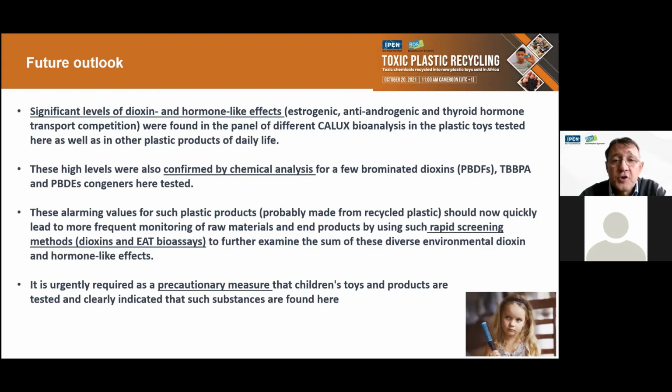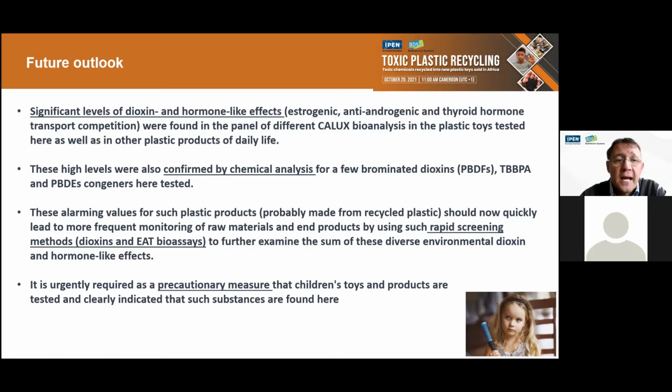Now, as I showed also, these dioxin levels were quite high, but also the hormone-like effects for the estrogenic, which are the female hormones, for the androgenic, which is the inhibition of the male hormones, and also for the thyroid hormone transport competition, were found in these different toys. So we believe that those toxicity pathways should also be more conserved.